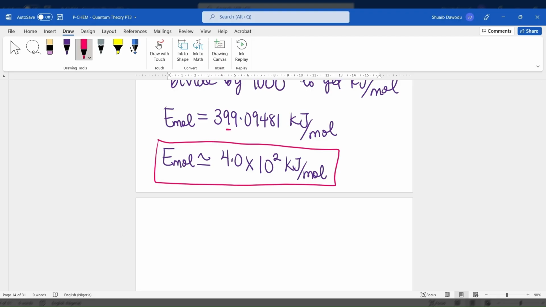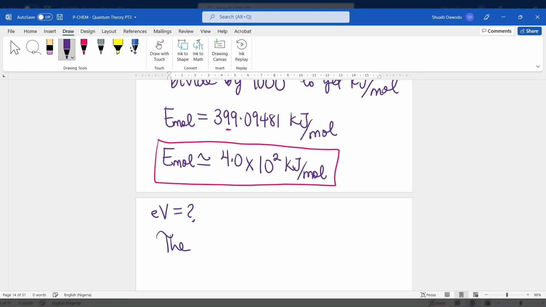So lastly, we're asked to solve this question in electron volts, which is the third part of the question. So what is the value of energy separation between n is equal to 6 and n is equal to 5 in electron volts? The first thing you have to note is that since we've gotten our answer in joules, we can also use that to solve for electron volts by noting the relationship between electron volts and joules.